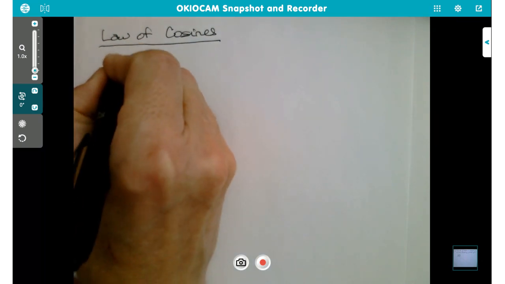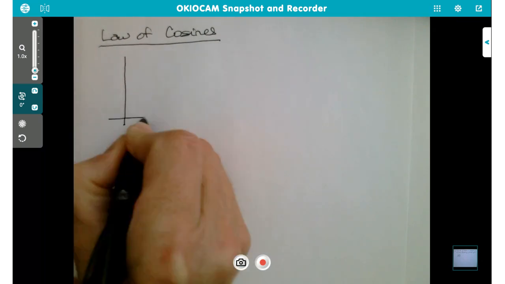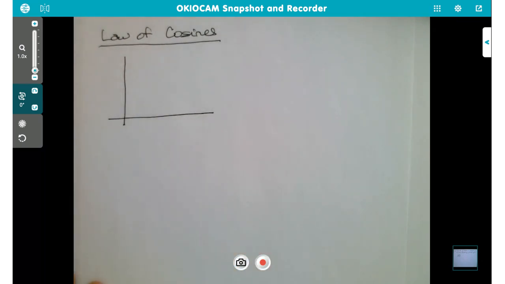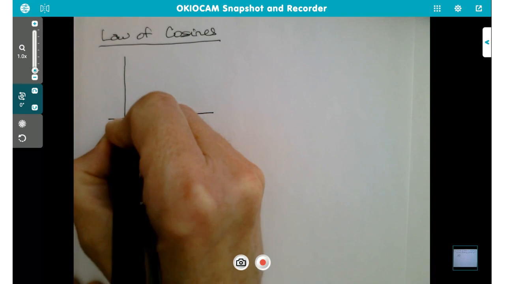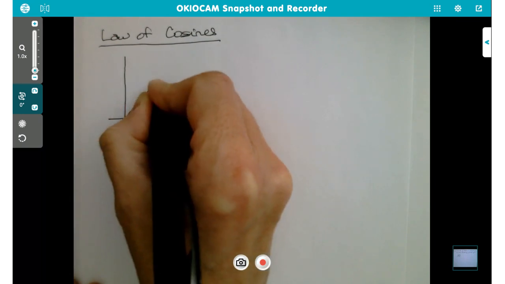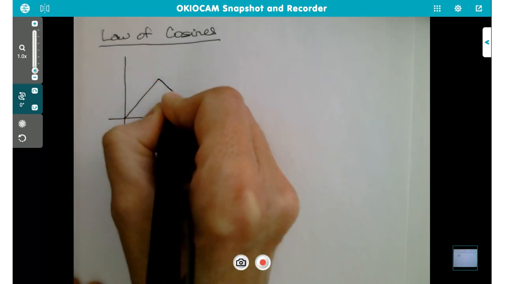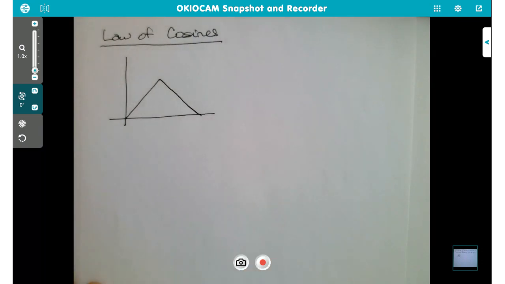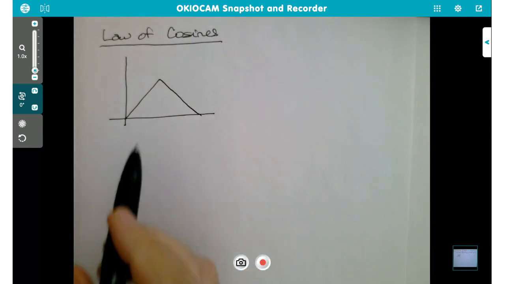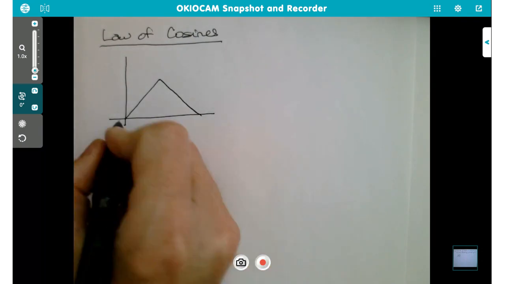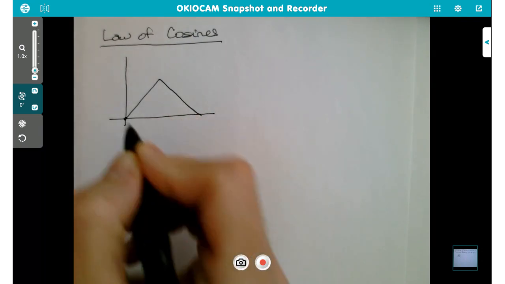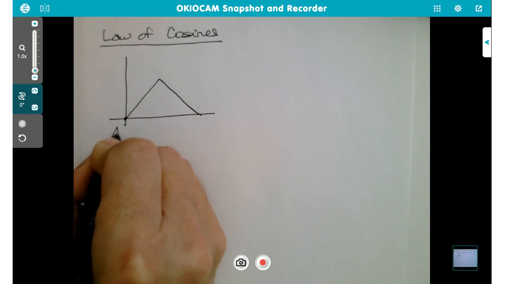So I'm going to make a coordinate system here. Got my origin there. And I'm going to put a triangle in here. It's not a special triangle in particular. I'm going to put it so that one of its sides is sitting on the x-axis, and it's an oblique triangle. That may look like a right angle, but it's supposed to be an oblique triangle. So I'm going to call this angle at the origin A.